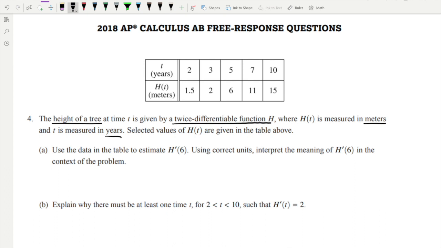First it says, use the data in the table to estimate h prime of 6. Using correct units, interpret the meaning of h prime of 6 in the context of the problem. Since we don't have the function, we can't actually take the derivative. If we want to estimate this derivative, we're going to estimate it as the average rate of change on an interval that contains 6 in the middle. So in particular, 6 is between 5 and 7. So I can approximate h prime of 6, the instantaneous rate of change at 6, by the average rate of change at 6.